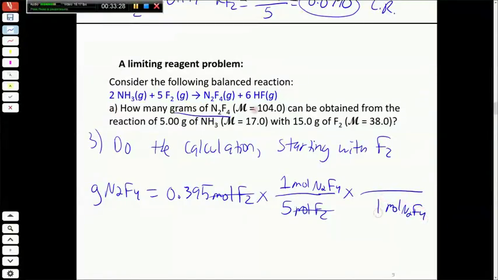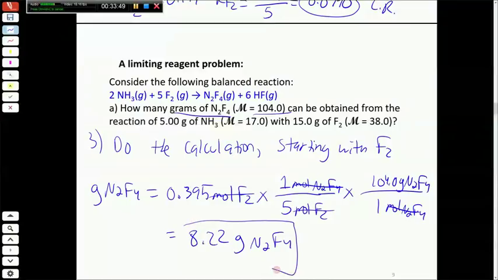So 1 mole of N2F4 has a mass of 104 grams, as we're told. So that converts into our grams of product, which comes out to 8.22 grams, assuming I did my math right. If any of these numbers ever look wrong, just stop me, because I'm not taking the time to calculate them as I do them. I calculate them ahead of time, and it's possible I messed up. But I think that's the right number. You get 8.22 grams of N2F4, so that's the maximum amount of product you can form, given that F2 is our limiting reactant. Right? Any questions on that?